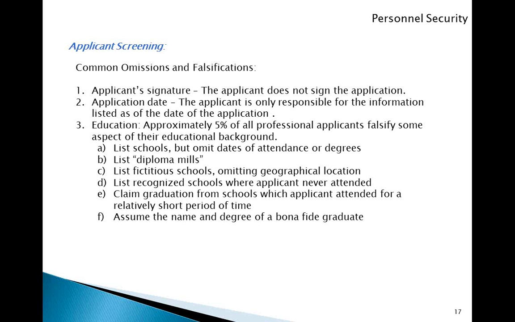Or they'll actually list recognized schools where they never attended, or claim they graduated from schools where they attended for a short time but really didn't complete the program. And the biggie is they'll actually assume the name and degree of a bona fide graduate. They'll research the classes that graduated for their age group, change their name, get a false identity, and try to get a job as a nuclear scientist when they never even graduated high school. That's more frequent than you would think possible, but it does happen.